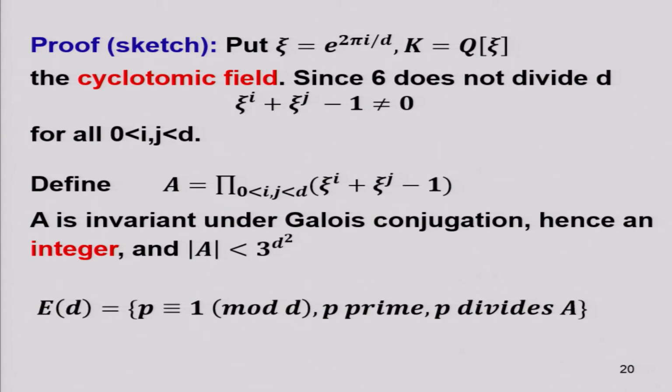And our set ED will be the set of all primes p which are 1 modulo d and that divide this A. Okay? And just by some trivial estimates, the cardinality of this ED is at most d squared over log d. Basically, each of these primes is at least d, right? So you can even improve the constant here. I don't care about this, but ED is not too big.